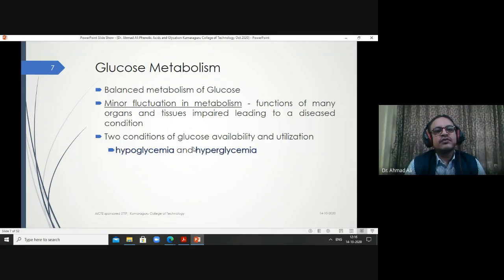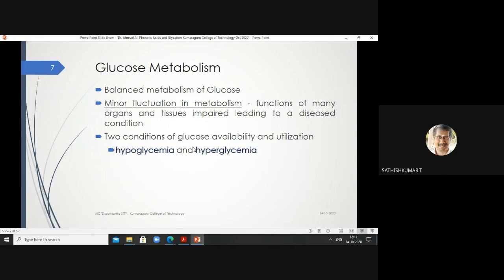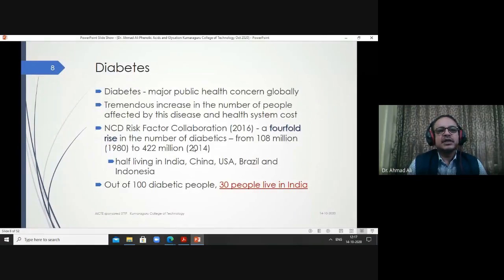Any minor fluctuation in metabolism of glucose will impair the functioning of many organs and tissues, which will lead to disease conditions. And the two pathological conditions which we see because of glucose metabolism and other processes related to it are hypoglycemia and hyperglycemia. So just a brief mention about diabetes, because we are all aware of it and how glucose is related to this. It has become a major health concern globally, because it has led to an increase in the number of people affected by this disease in the last year.